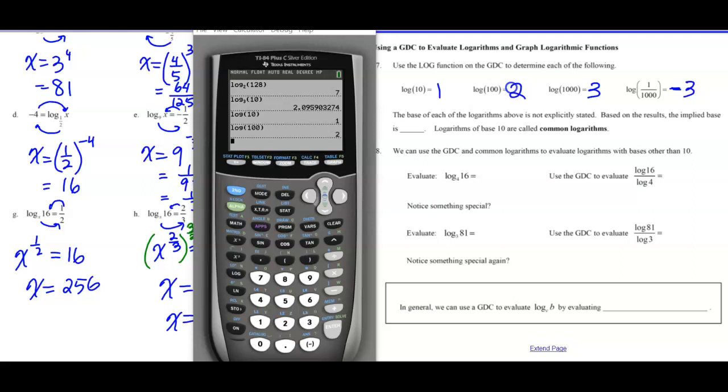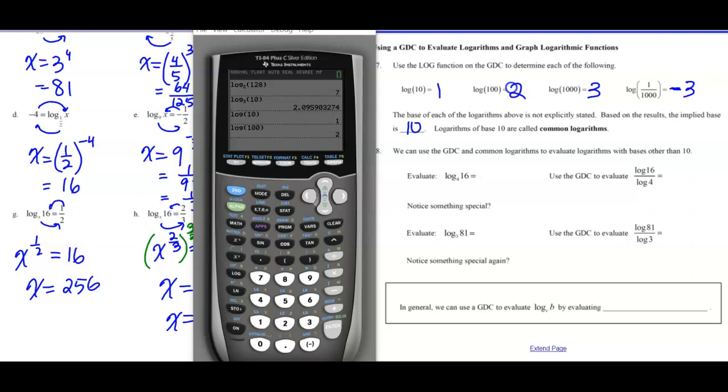So the base of each of the logs, folks, is not explicitly stated. Based on the results, the base is 10. Logs of base 10 are called common logarithms, because they're very common.